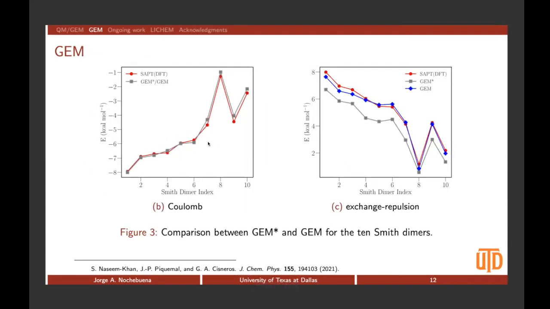For the Coulomb energy, GEM star and GEM employ the same fitted densities, so they show very good agreement with the reference, that is SAPT. On the other hand, the use of separate coefficients in GEM and GEM star produces different results. For example, GEM is in very good agreement with the reference, and GEM star is not.